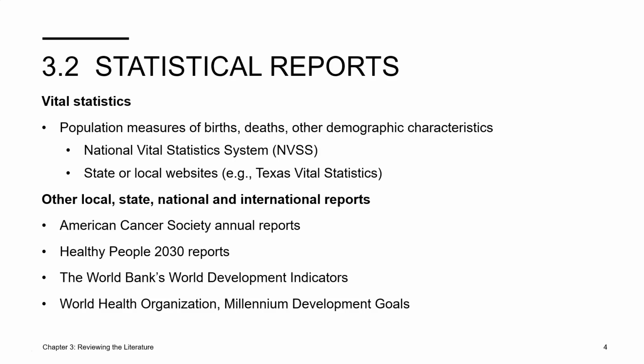Other local, state, national, and international reports that are often used are, say, the American Cancer Society annual reports, Healthy People 2030 reports, the World Bank, World Development Indicators, as well as the World Health Organization's Millennium Development Goals. So these are not technically research studies that you may want to cite within your papers in the future or use towards the development of a research project, but it gives you information about the topic.